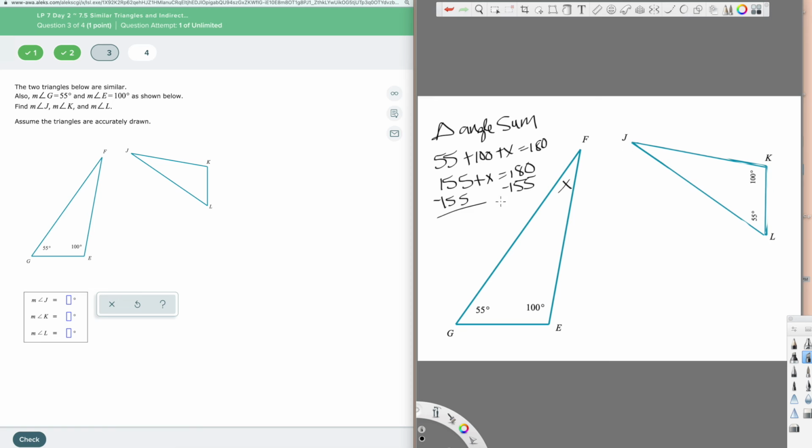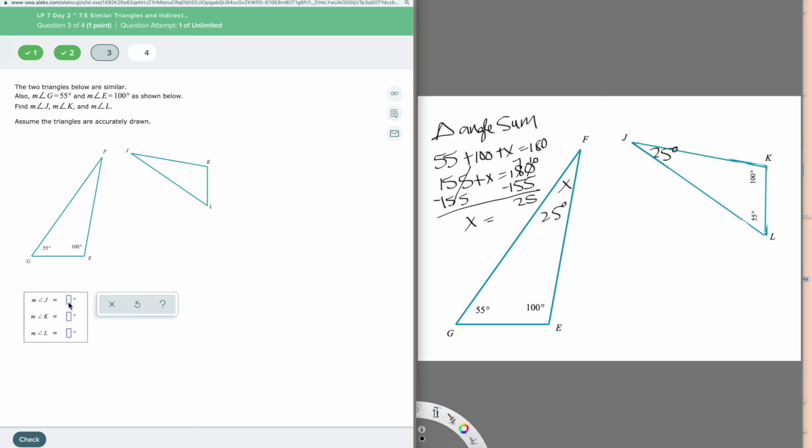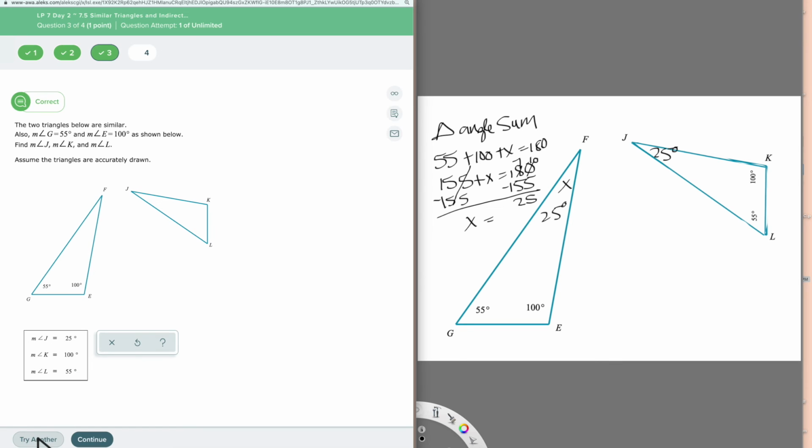So when I subtract that, 155 minus 155 cancels, and I get, let's see, we're going to borrow, we get 5, we get 2, so we get 25. So this guy's 25. So F is 25, J is also 25. So I can go through now and fill these guys in, 25, 100, and 55. Okay, so we have one more of these.